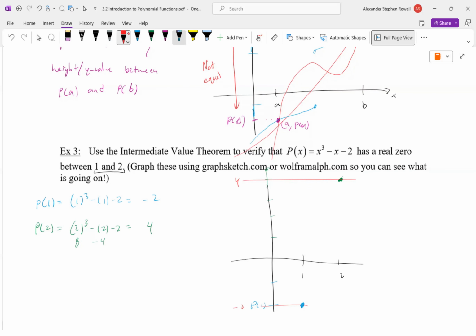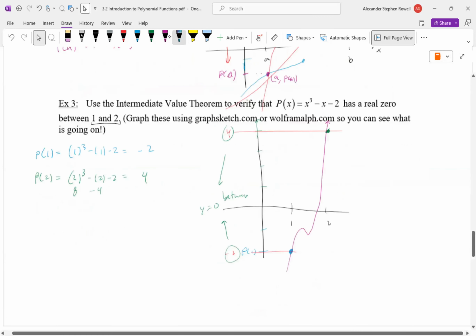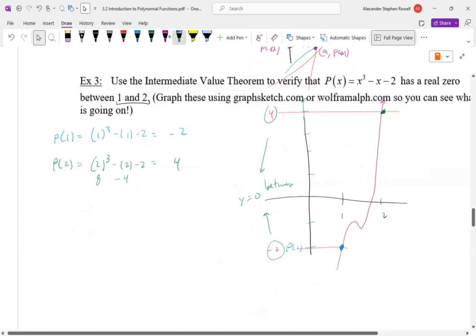4. So why does that mean I have a 0? Y equals 0 is between -2 and 4. Right, 0 is between these two. That means somewhere in the middle, I don't know what my graph looks like, but it's got to cross this axis at least once. How do we write this up in formal words?